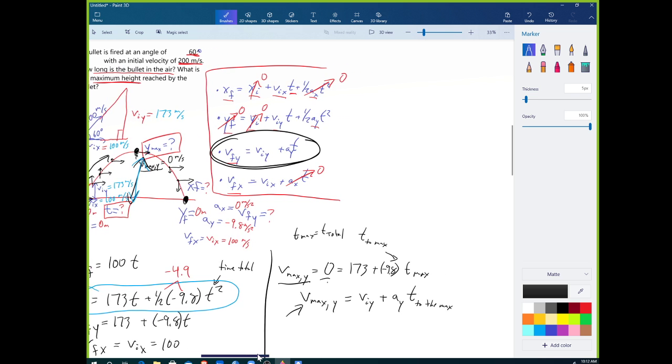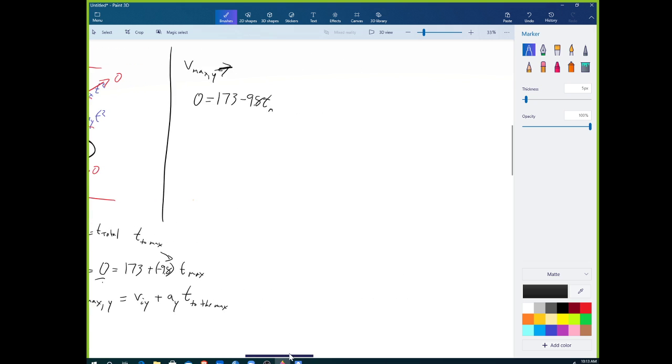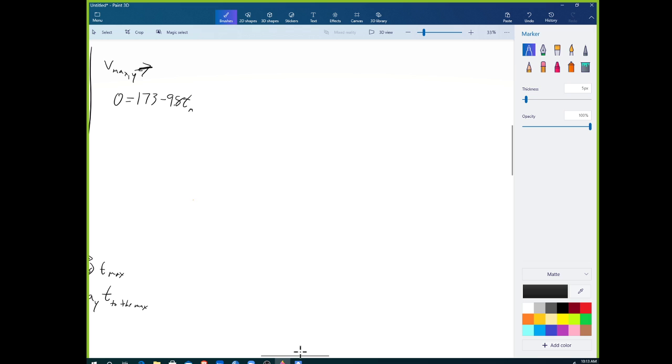Now, for this one about the maximum height, I wanted to throw these in just so I could talk about them. Let's just do the equation down here. I'm just going to call it TM for Tmax right now. Can you solve that equation for me? On your mark, get set, go. 173 minus 9.8 t. Treat the t like an x.